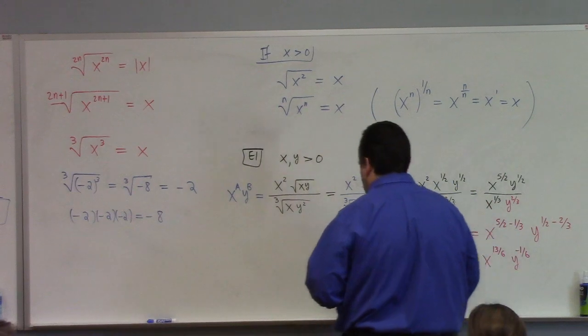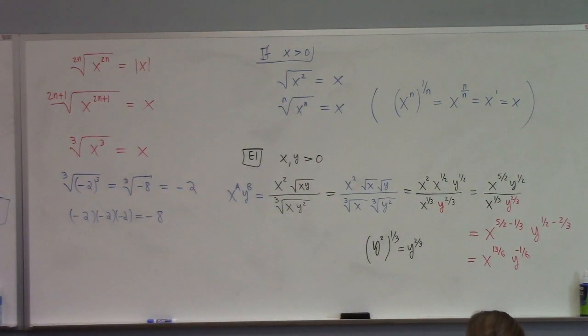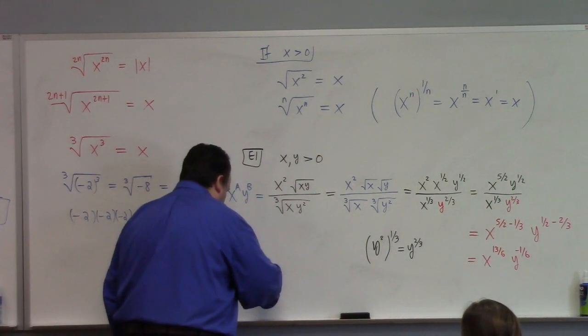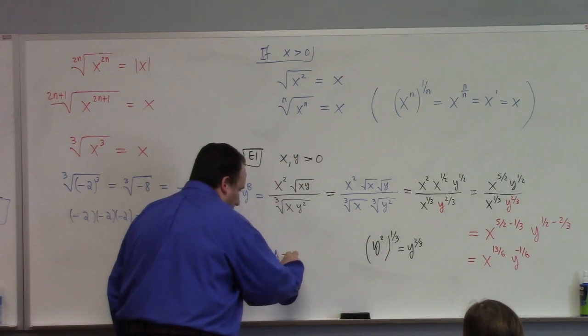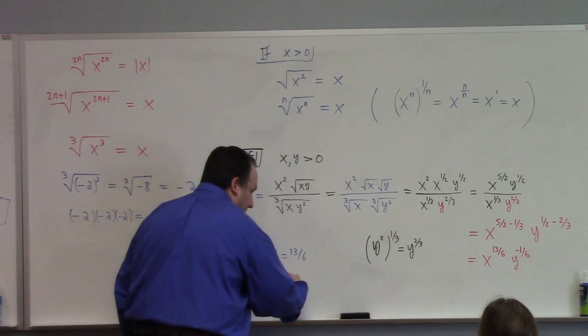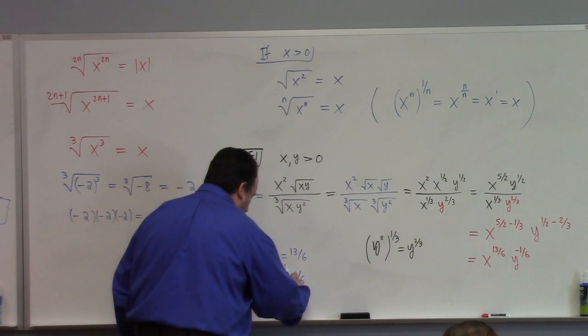All right, so what is the answer? What is A and what is B then, now that we've done all this work? 13. Exactly, so you just read from it. So therefore, A equals 13/6, and my B is apparently minus 1/6. All right?